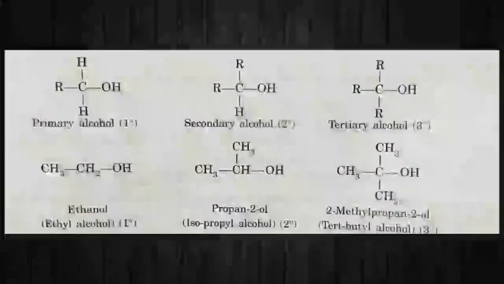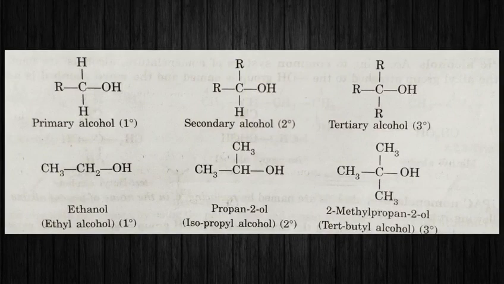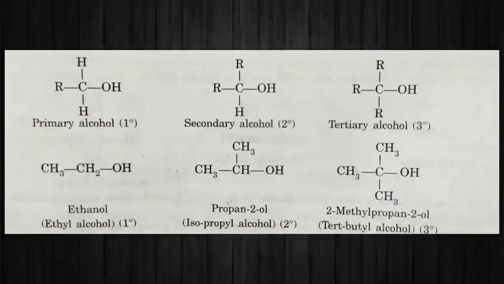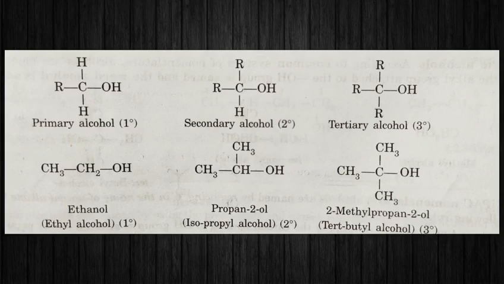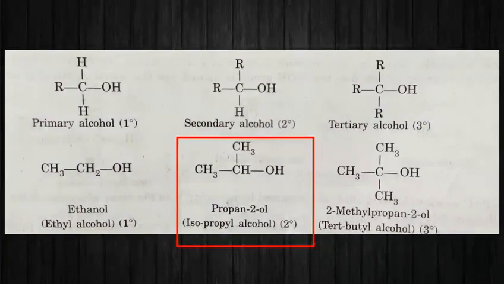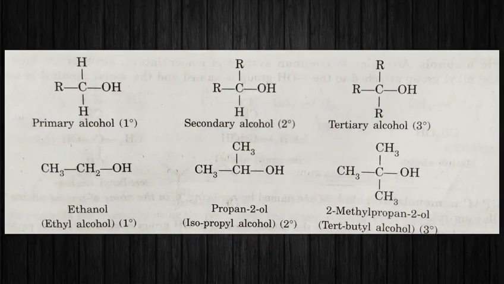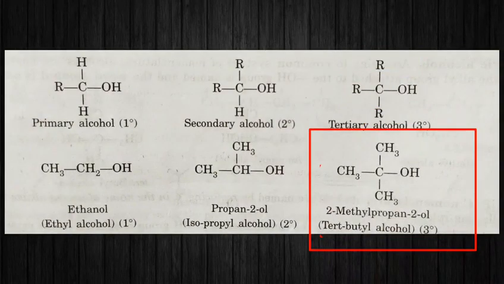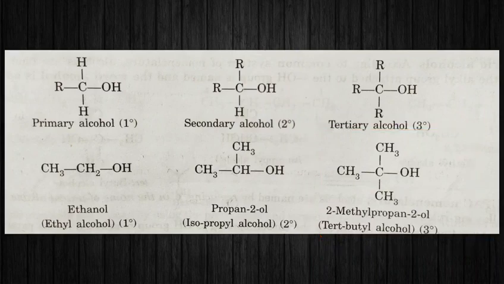Now students, look carefully. In primary alcohols, which have one or none alkyl group on the carbon bonded to OH group, example is ethanol. In the similar manner, if there are two alkyl groups on the carbon bonded to OH group, it is called secondary alcohol, for example propane-2-ol. And students, tertiary alcohols have three alkyl groups on the carbon bonded to OH group. An example is 2-methylpropane-2-ol.